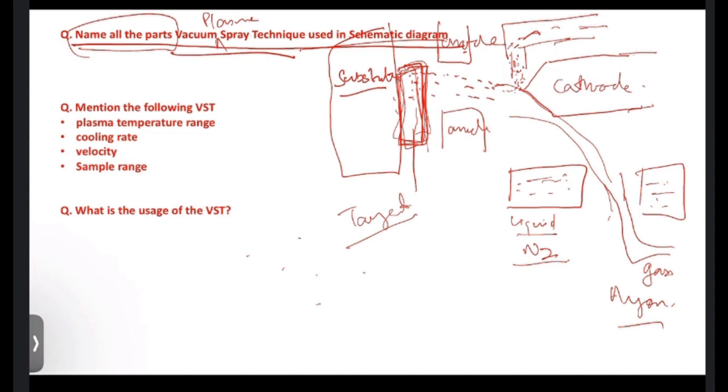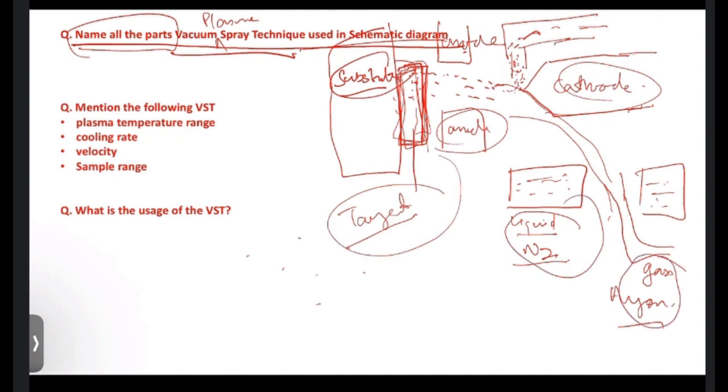Now can you name the parts from the schematic diagram? Yes. I have substrate, anode, cathode, liquid nitrogen, argon gas, target, 1, 2, 3, 4, 5, and our sample. 6 main parts are there.